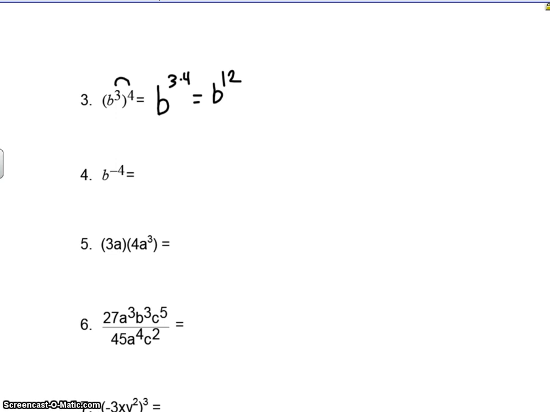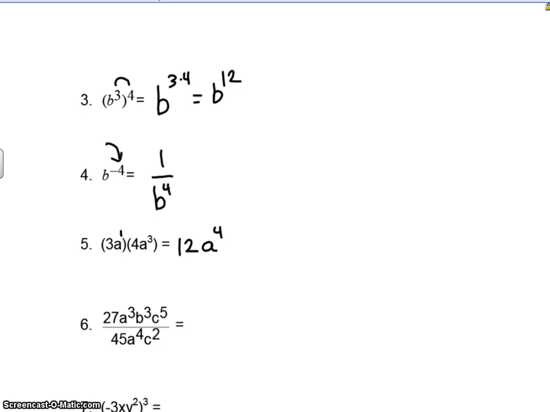I have a negative exponent, so I'm going to take the reciprocal and turn the exponent positive. Number 5, we have added a couple more numbers in, but the laws are still the same. We're going to add the exponents and multiply the constants. 3 times 4 is 12. A to the 1st power times a to the 3rd power is a to the 4th power.